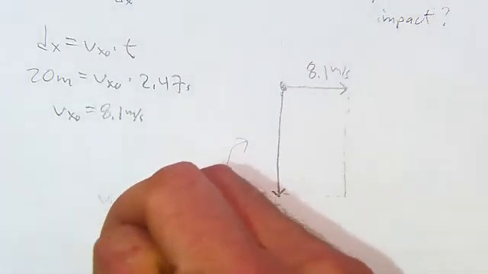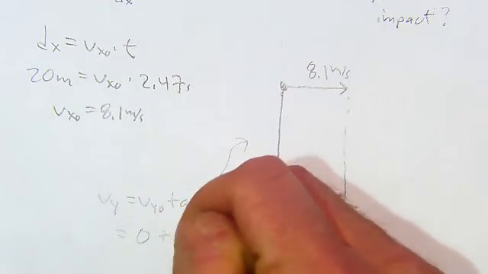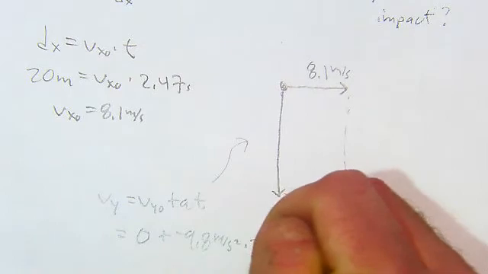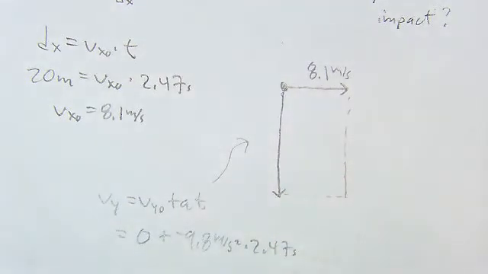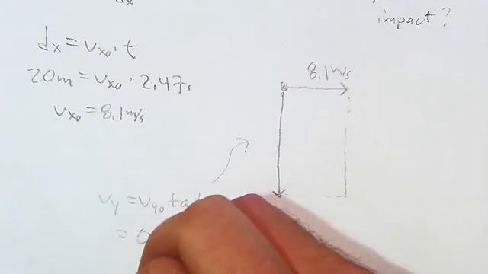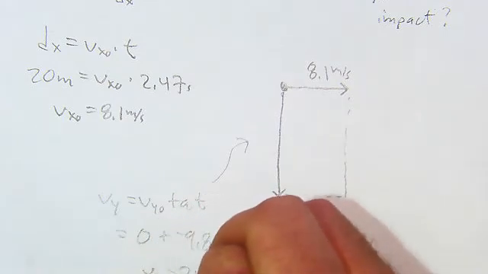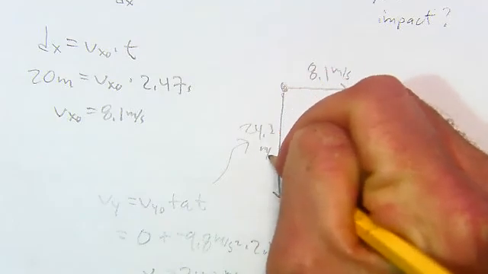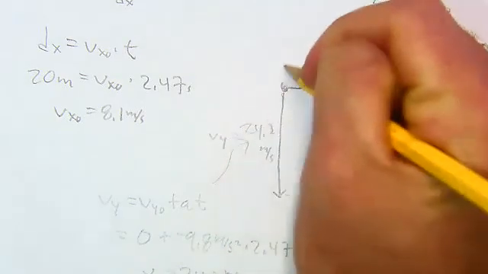All right, so Vyo is 0. I got to do negative 9.8, and it was falling for 2.47 seconds. So really, it's the same as it was on the other side there. It's really still 24.2 in this case. Okay, that would go here. That's my Vy. This is my Vx.